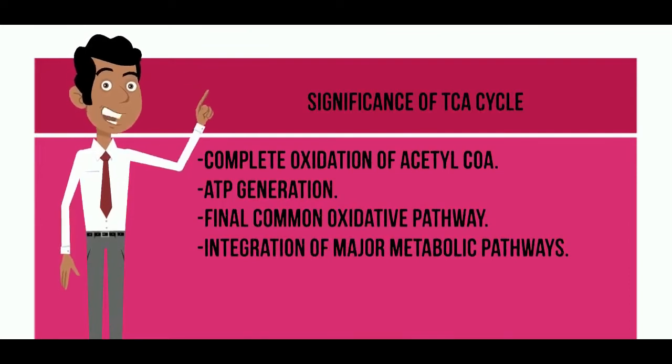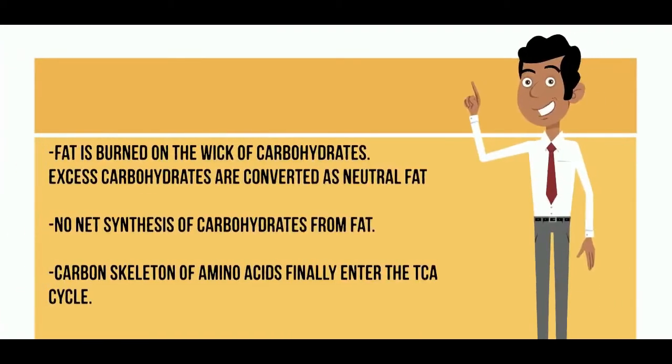Fat is burned on the wick of carbohydrates. Excess carbohydrates are converted to neutral fat. There is no net synthesis of carbohydrates from fat. The carbon skeletons of amino acids finally enter the TCA cycle.